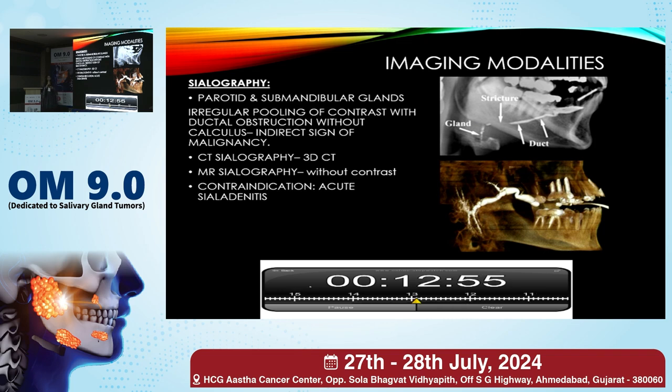What we do is that we ask the patient to squeeze a lemon inside his mouth so the duct becomes prominent. Then dye is injected and then we take some images. On this we are seeing the entire duct. Important in malignant tumors is that on sialography we will see a stricture without the presence of any calculus. So this is an indirect sign of malignancy.